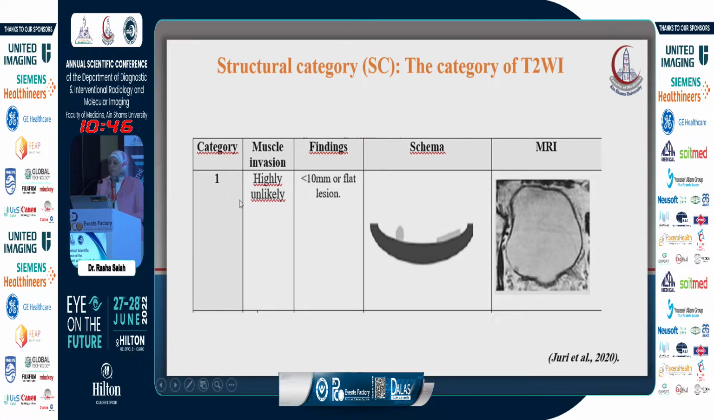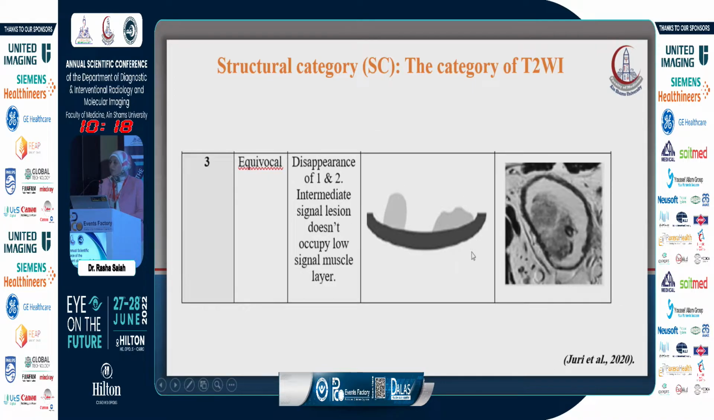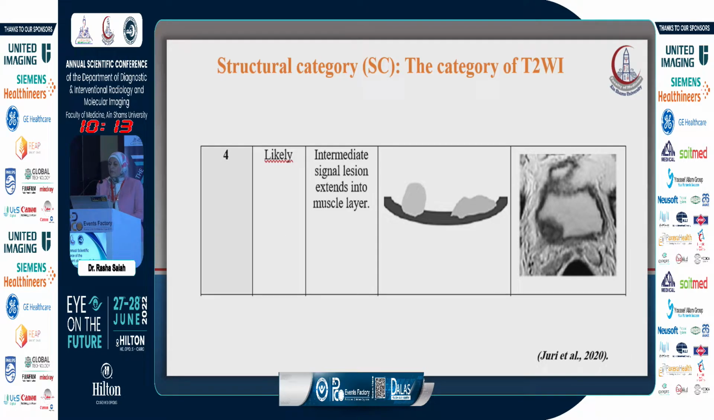Structural category 1 is where there is a lesion less than 10 millimeters, or it appears as a flat lesion like here. If we see such a small lesion on the T2, it takes category 1. Category 2 is where there is a papillary lesion and we can see a stalk, or the lesion is not papillary, but there is a hyperintense submucosal part of the lesion separating it from the muscle. Category 3 is the lack of the presence of category 1 or 2. Category 4 is where there is an intermediate risk that the lesion is invading the muscle layer, as we can see here.